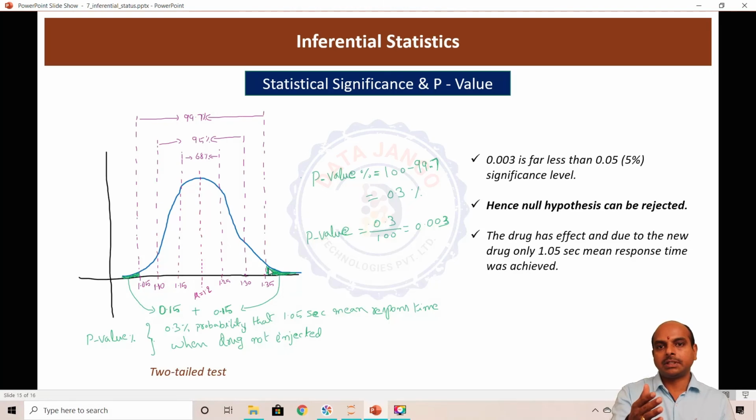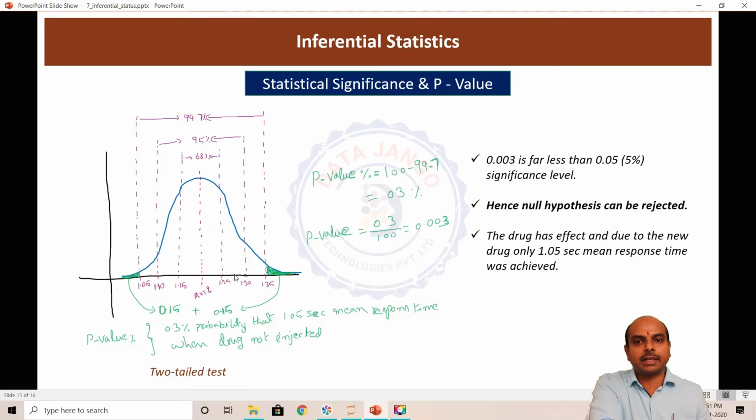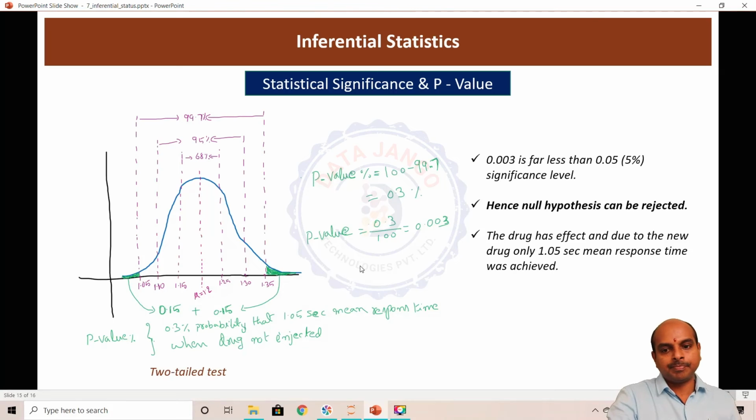If the null hypothesis is saying the mean is greater than or equal to 1.2 seconds, we would have considered the alternate as less than, and then we would have considered only the left-tailed probability. If the null hypothesis is saying the mean response time is less than or equal to 1.2 seconds, we would have considered greater than on the alternate hypothesis. Then we would have considered the right side probability only. That is called a right tail test. So that's about the statistical significance and p-value.